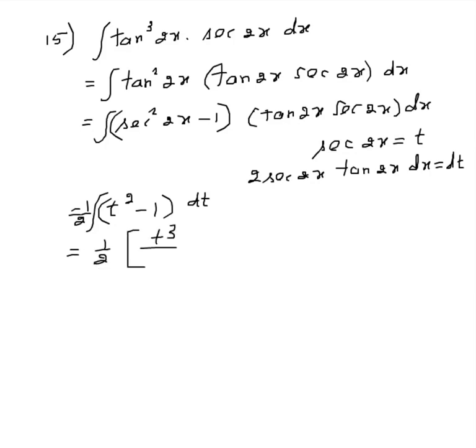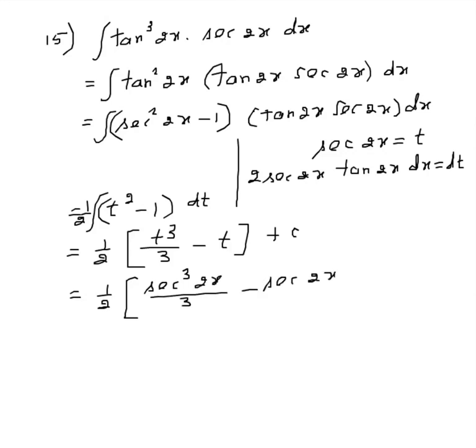Let us integrate: t cube by 3 minus t plus c. Substitute for t. Secant cube 2x divided by 3 minus secant 2x plus c.